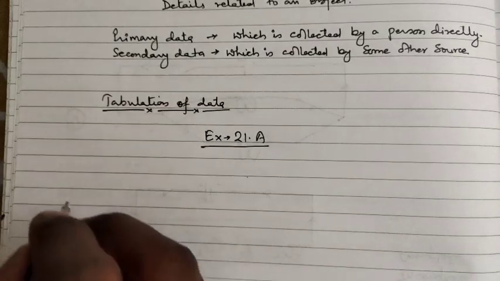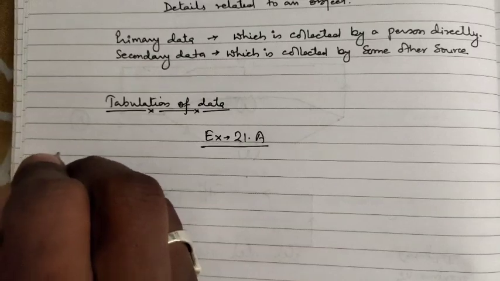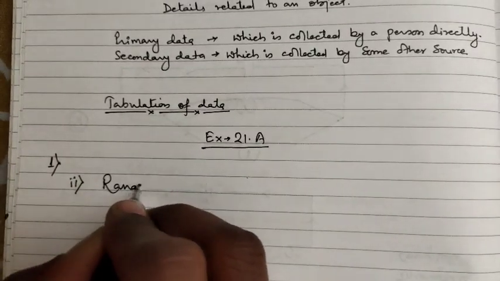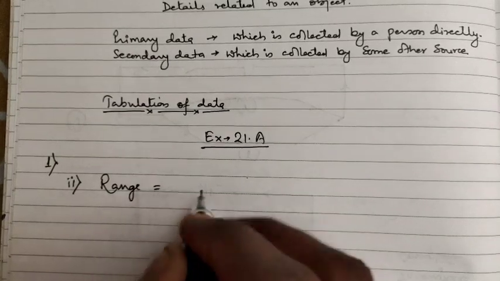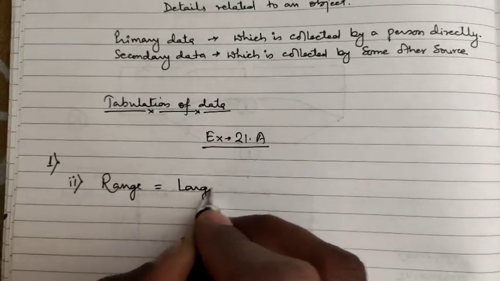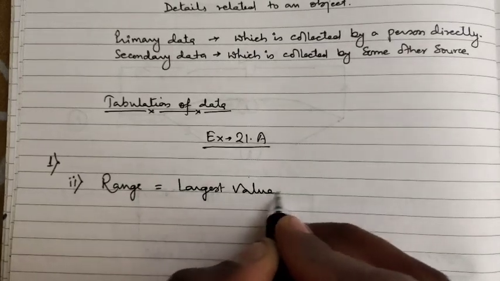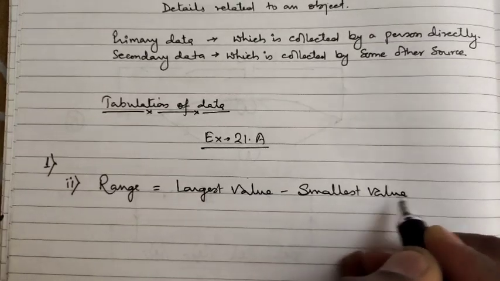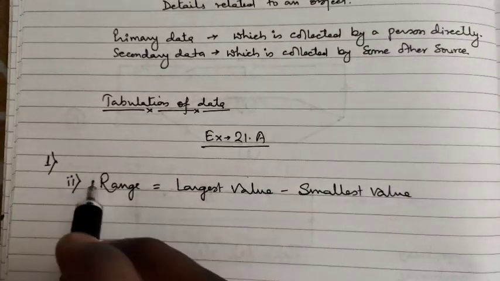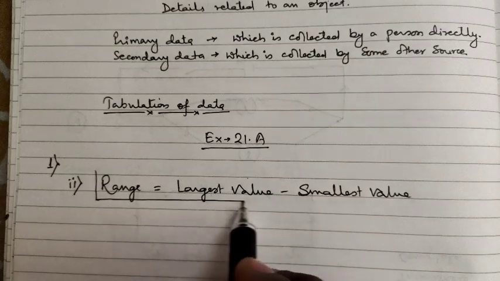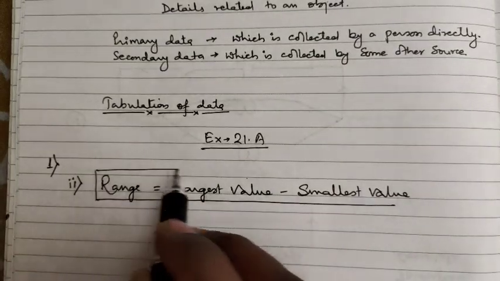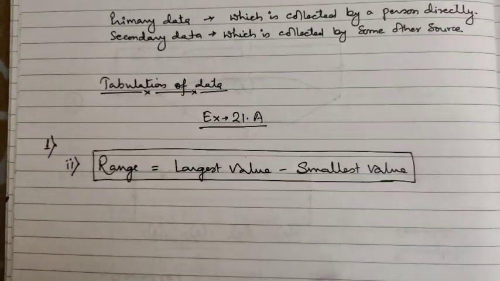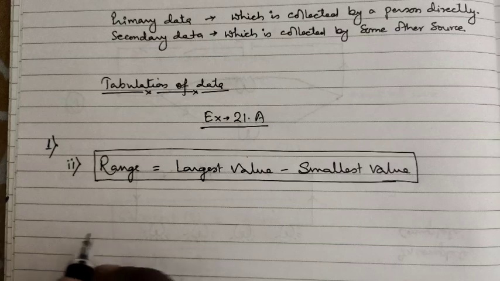Now the second question is asking about range. There is a formula for calculating range, and it is given as a hint also. Largest value minus smallest value. This is known as range. For any question, you can use this formula for finding the range of some given data. The first question you have to solve on your own.